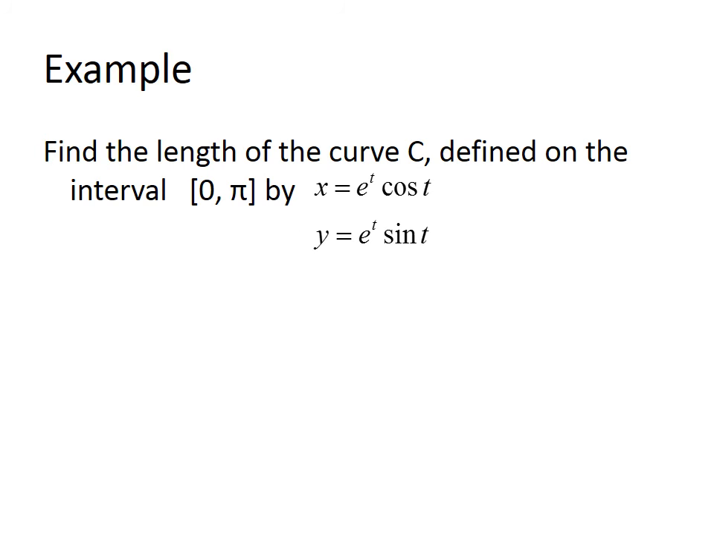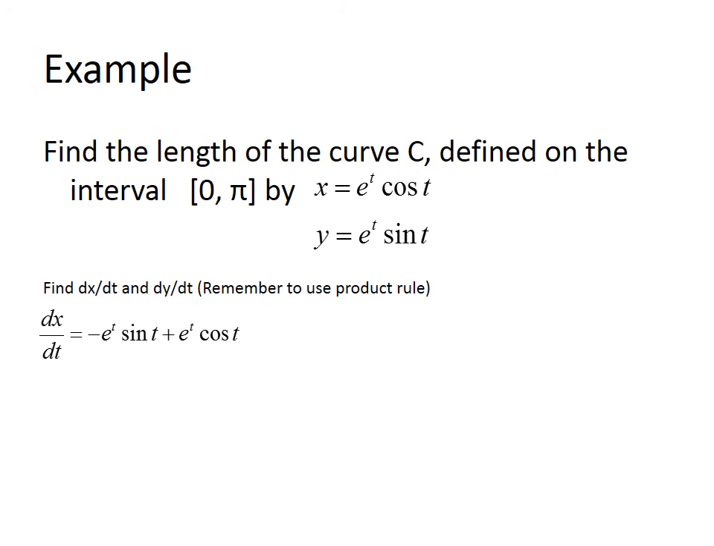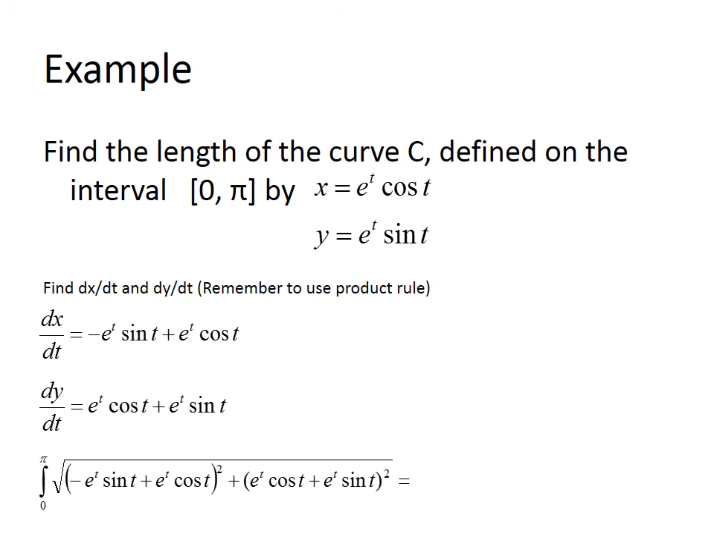And here's an example. We have the parametric equation, e to the t cosine t and e to the t sine t. I need to find dx/dt and dy/dt, and I'm going to have to use product rule. So using product rule, I was able to find dx/dt and dy/dt, and I'm just going to put both of those into the equation.